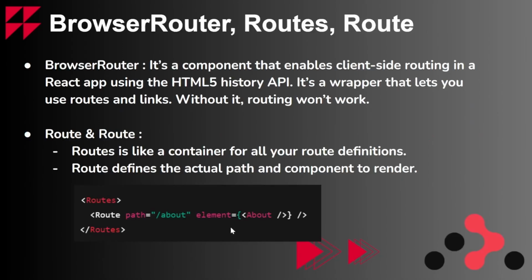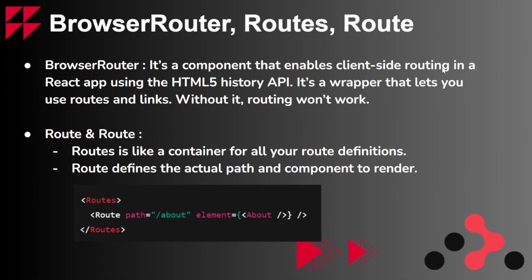So let's see, first of all, before we directly dive deep into the code, let's understand a few of the terminologies which will be helpful for you going forward. Okay, so see guys, what is browser router first of all? It is a component that enables client-side routing in a React app using the HTML5 history API. It's a wrapper that lets you use routes and links. Without it, routing won't work. So guys, there is a lot of information in this line.